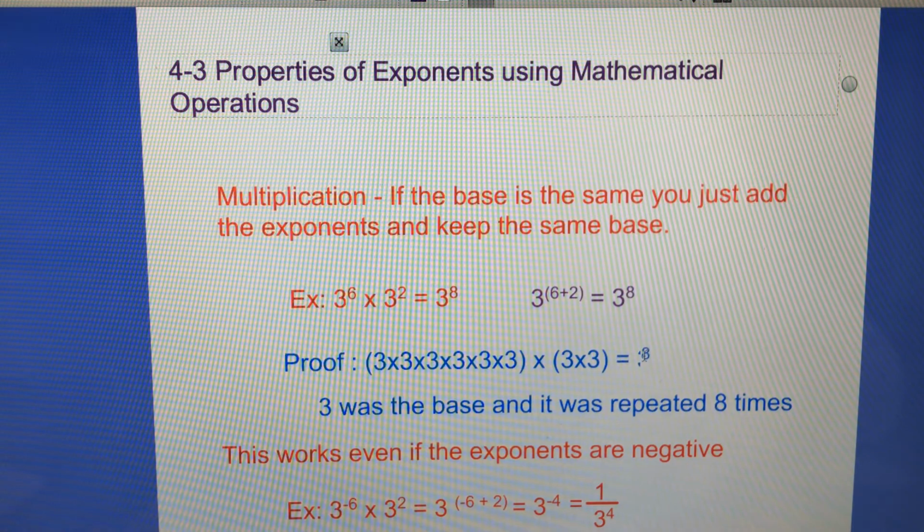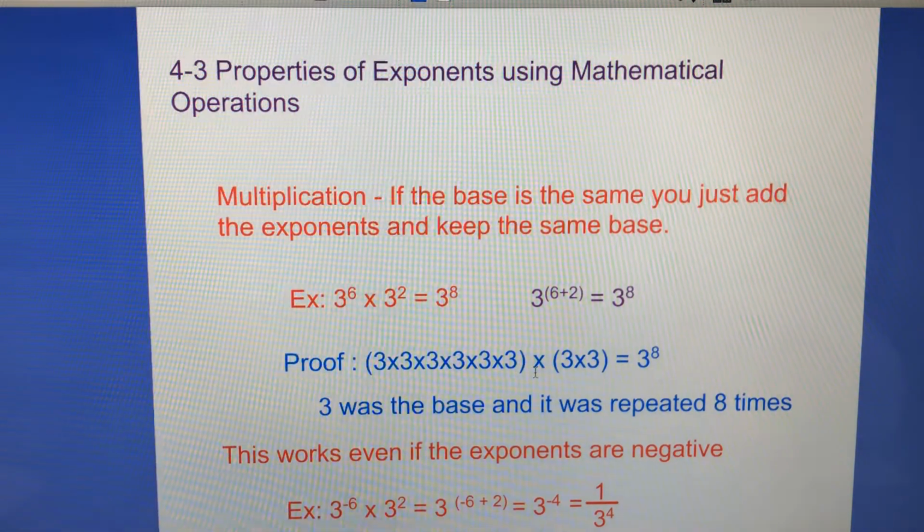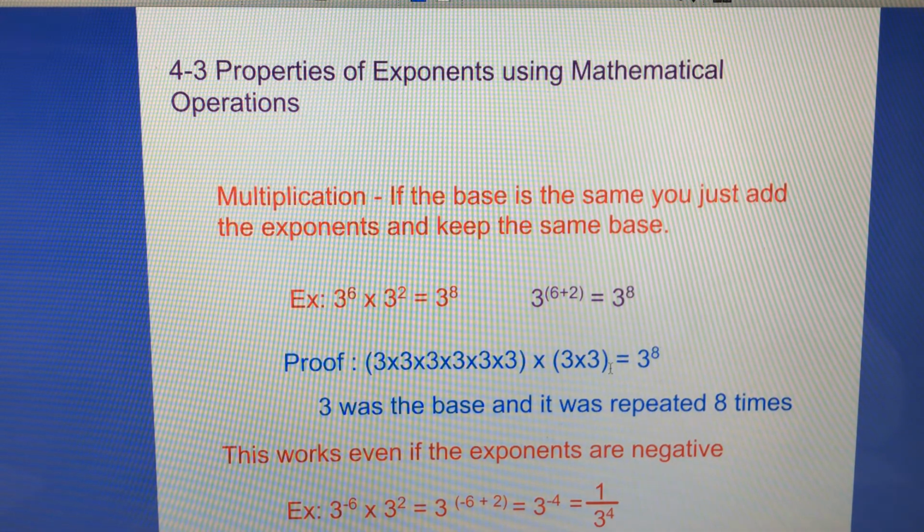How about if we make sure that we can see that? What is the proof of that? Well, 3 to the 6th, here it is, my base of 3 repeated 6 times, 3 to the 2nd, so 3 repeated twice. Remove all those parentheses because you don't need them for multiplication or addition. And you have the base of 3 repeated 8 times. There's my proof.